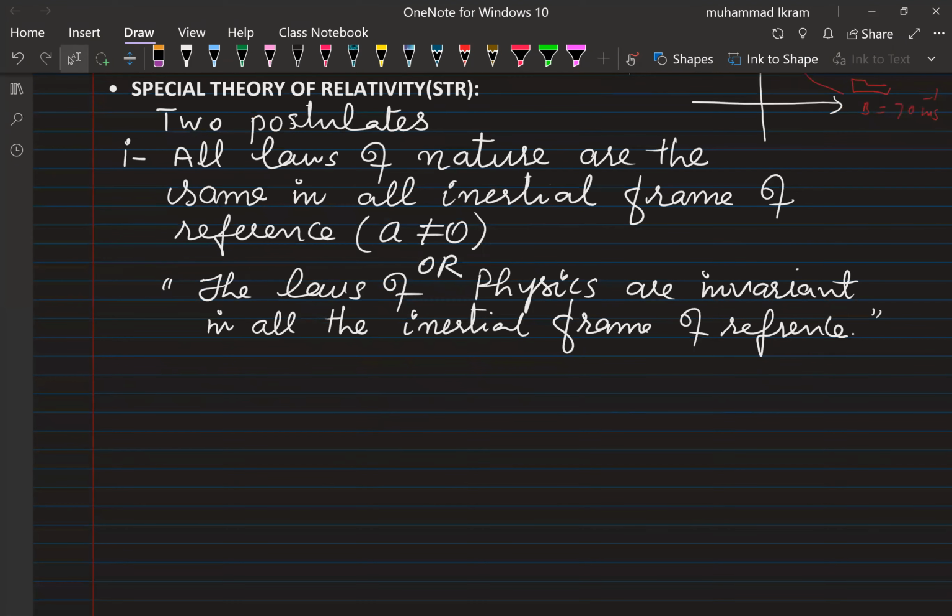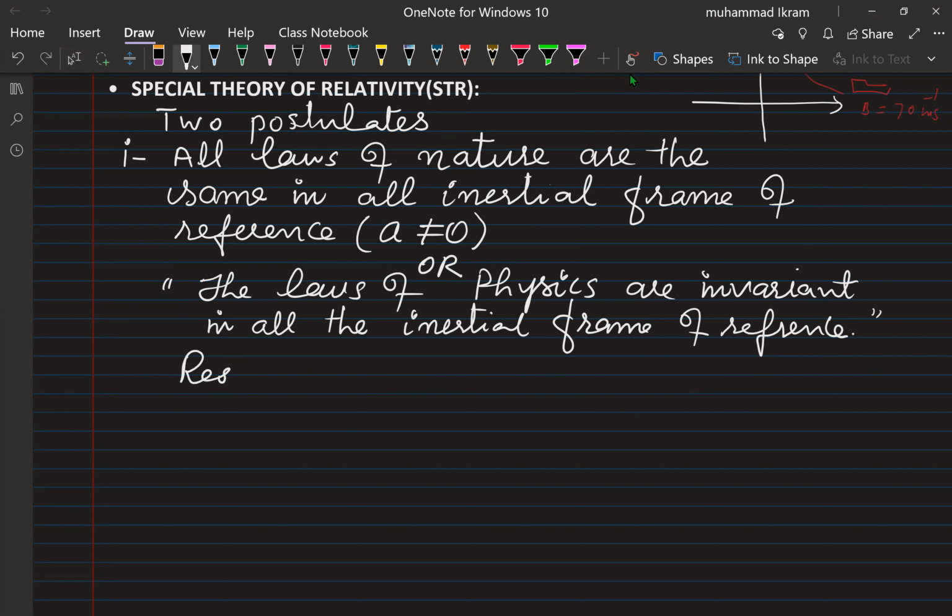An example I would like to tell you is when you travel in an airplane, let's say with a speed of 550 kilometer per hour, and a cup of coffee pours as it does when the plane is at rest. You wouldn't feel any change in this. A second example is that no physical experiment, even with light, can determine our state of uniform motion, right?